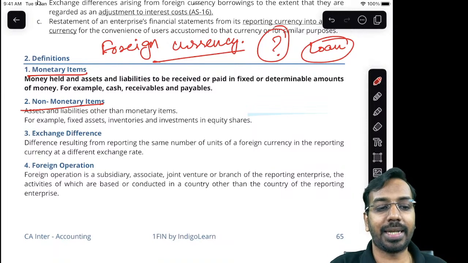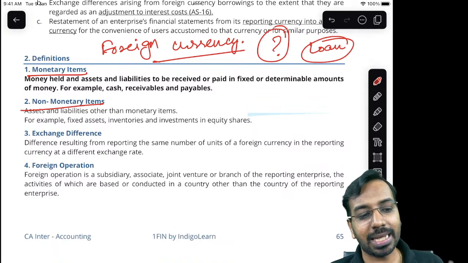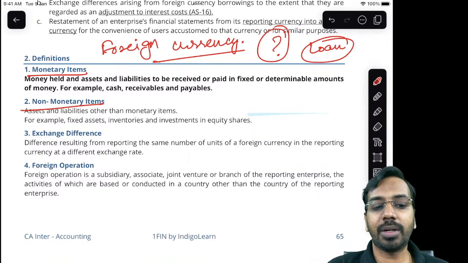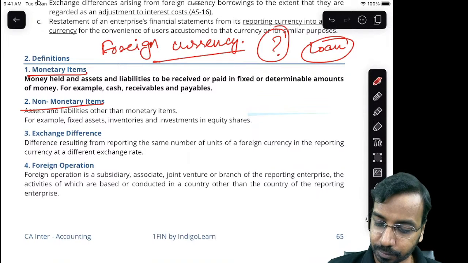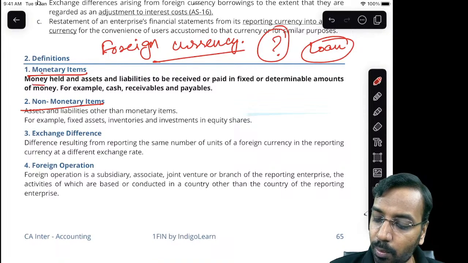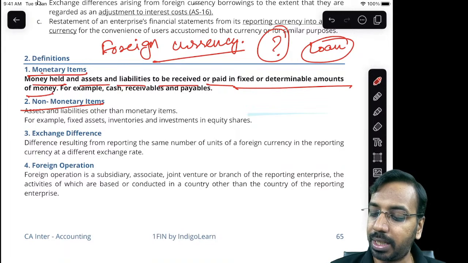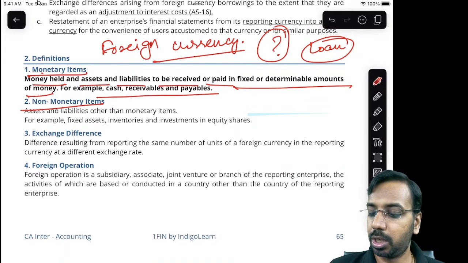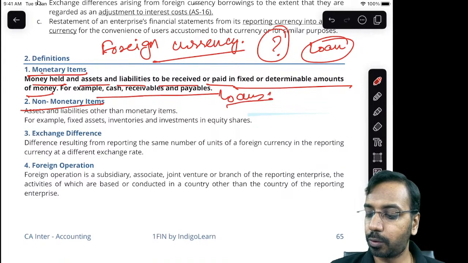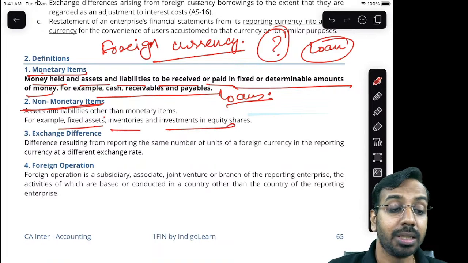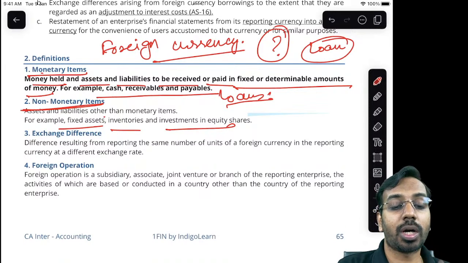Compare this with an inventory item. Inventory, if I am saying it is 10,000, the money that I will receive on selling inventory may be different. So, monetary items are money held and assets and liabilities to be received or paid in fixed or determinable amounts of money: cash, receivables, and payables, loans, and all of those. Whereas non-monetary items are items like fixed asset, inventory, investment in equity shares, where the amount of money that you will receive is not determined.